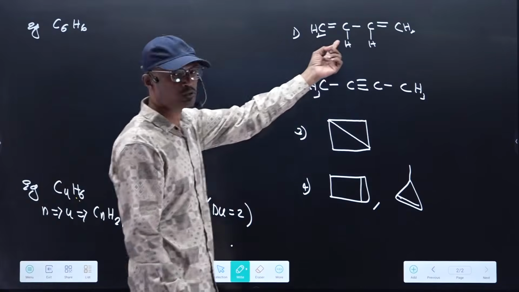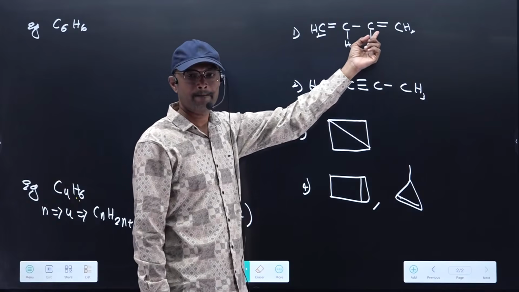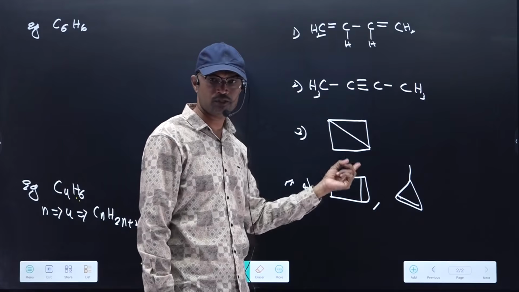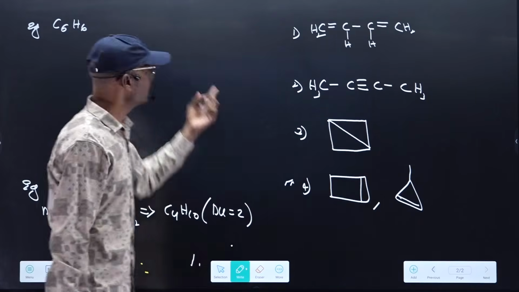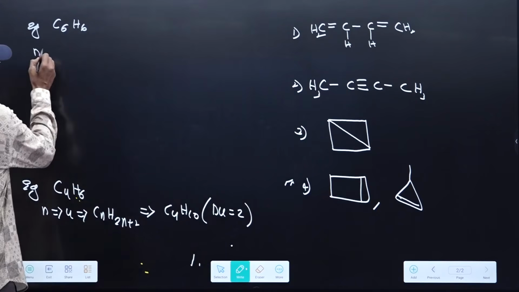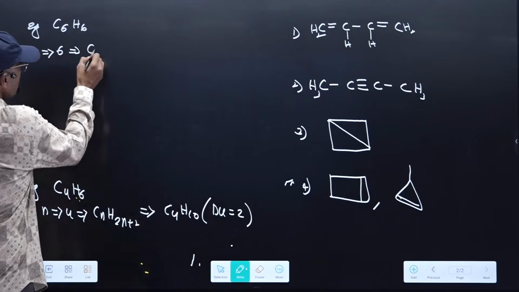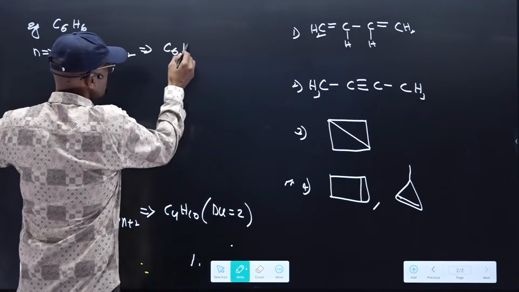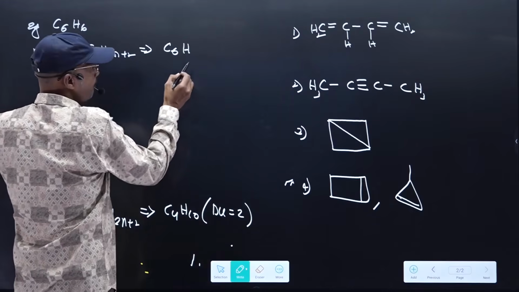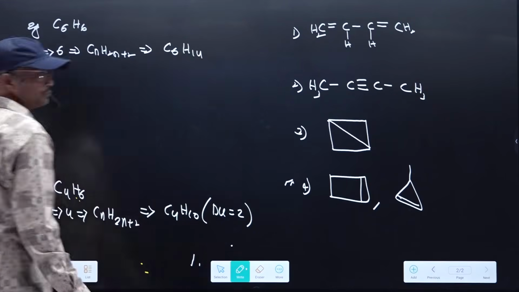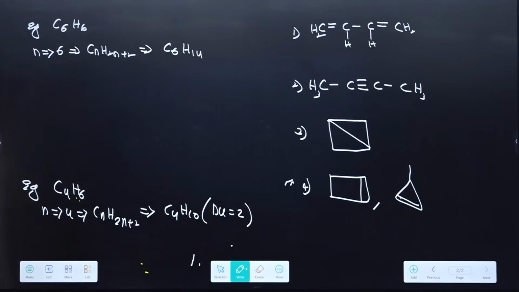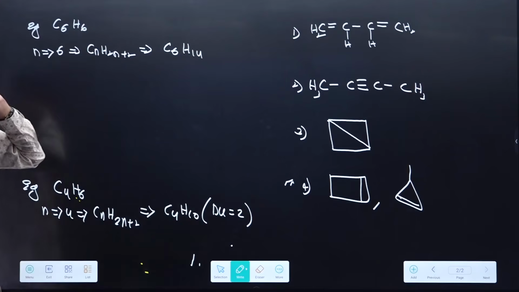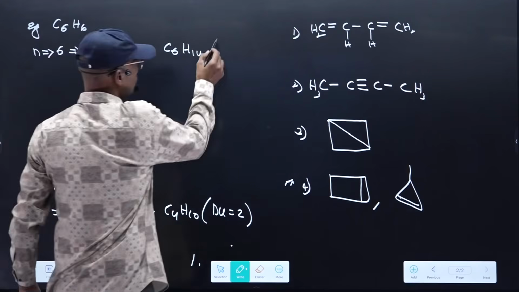So what is the molecular formula of this one? C4H6. So I will show one example. Take C6H6. What is n here? 6. What is the alkane general formula? CnH2n plus 2. Then if I substitute 6 here, C6H14. How many hydrogens differ between these two? 8, or not? 8 means what is the Du?